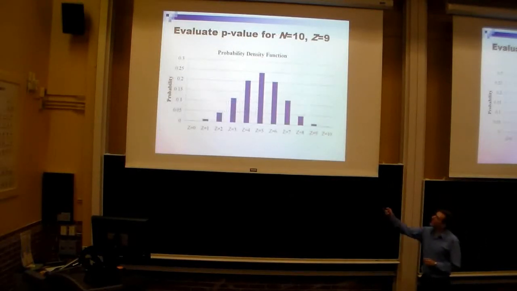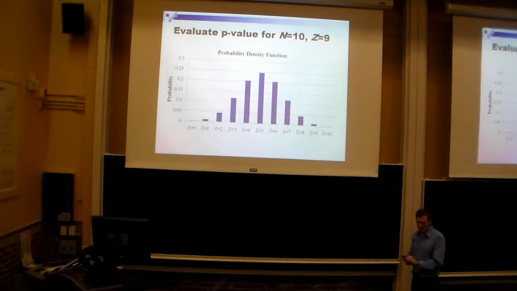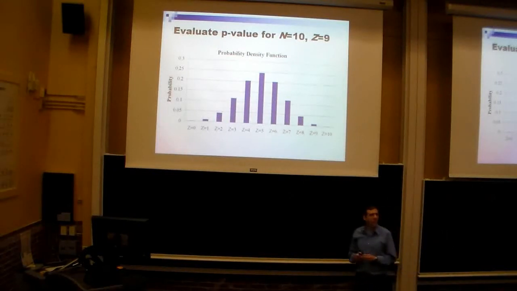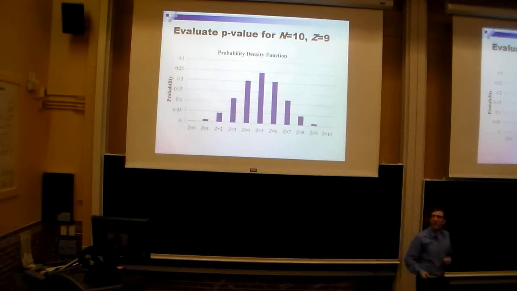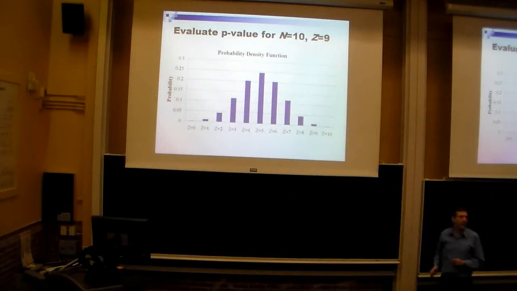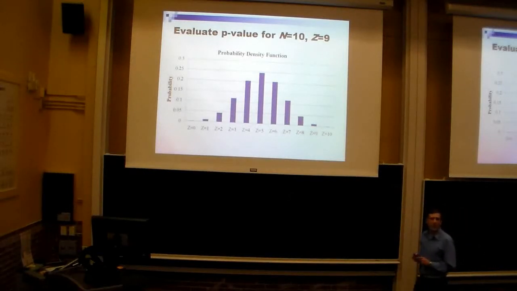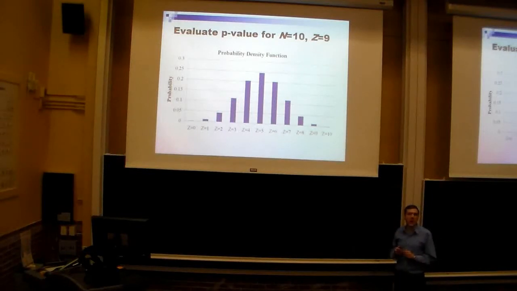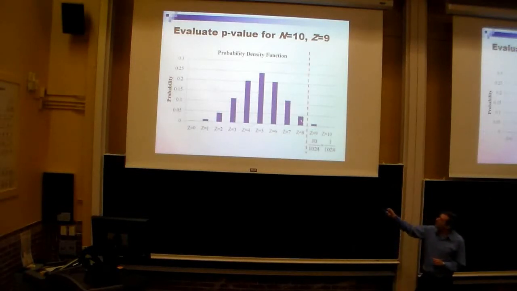Well, the way we would do that is to go to our probability density and ask, what is the probability that the statistic would be at least that extreme if the null hypothesis were true? So the value we've observed is 9, and we can ask, what is the probability under the null hypothesis the value would be at least 9? That's equivalent to the probability it's exactly 9 or the probability it's exactly 10.